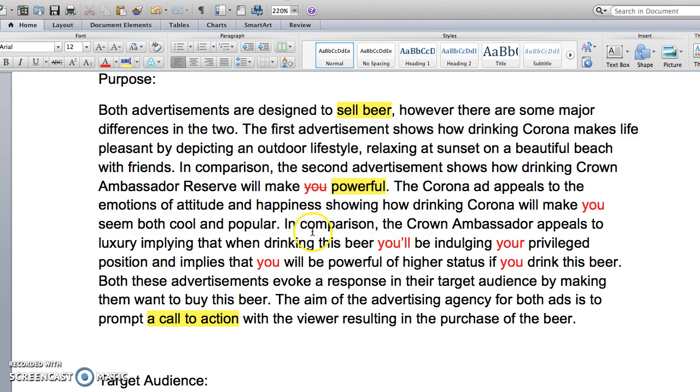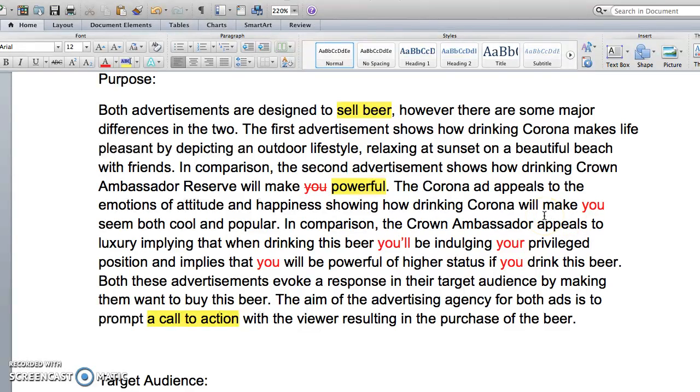You do talk a little bit about how the Corona ad appeals to the emotions of attitude and happiness, but what attitude? Be specific, Jet. This is your analysis. Everything has some kind of an attitude, but you have to say what kind of an attitude. Now I've highlighted in red here, you keep saying you, your, you. Again, no. Please refer to the target audience or the intended consumer or the consumer. That's the technical language that you need to use when you're analyzing media.